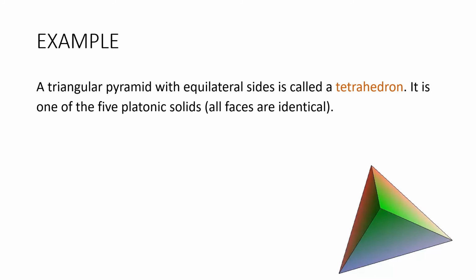Here's another example. A triangular pyramid with equilateral sides is called a tetrahedron. It's one of the 5 platonic solids, and they're a special group of solids where all the faces are identical. The cube is another example of a platonic solid. Now, how many faces does this shape have? It's easy to look at it and think that there's only 3, but there's actually one on the bottom as well, so there's 4.